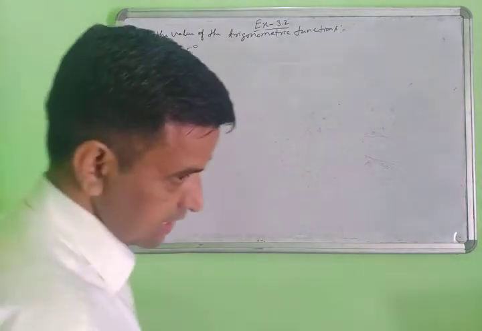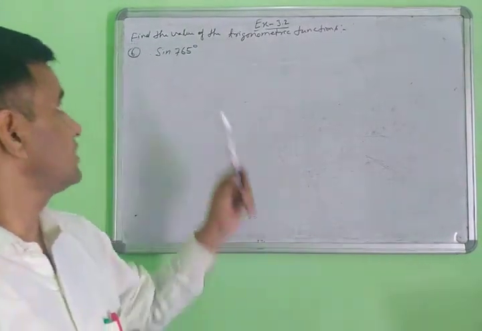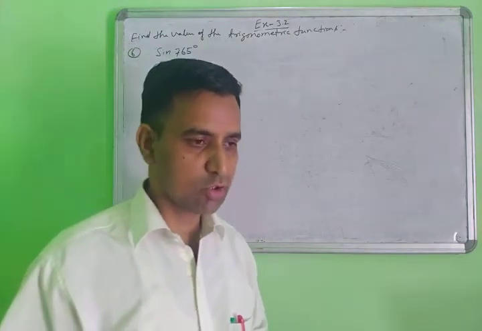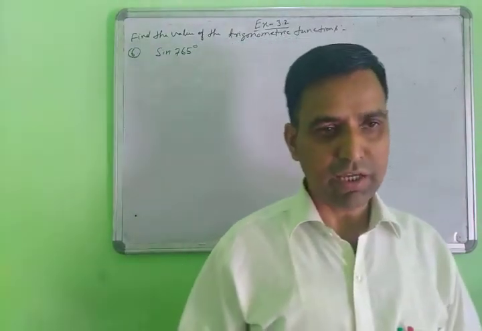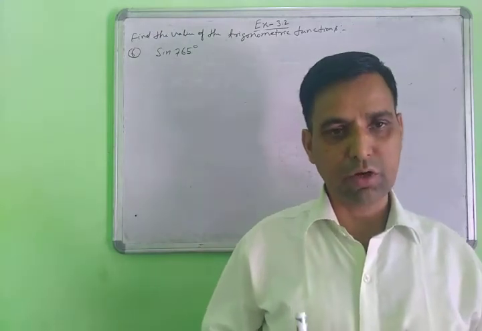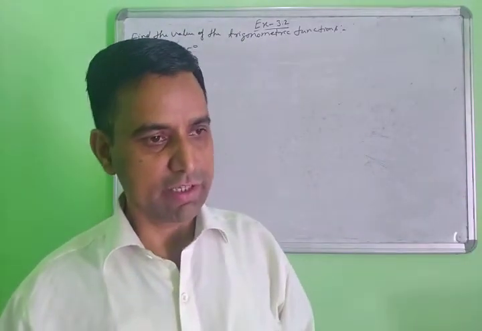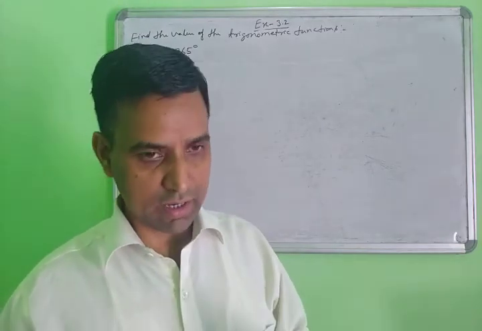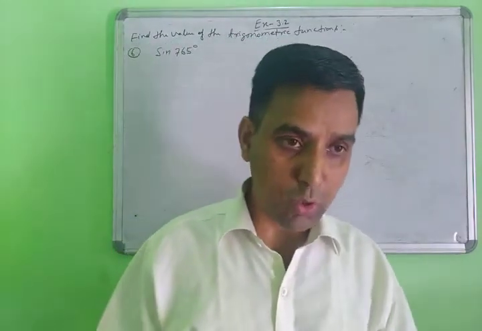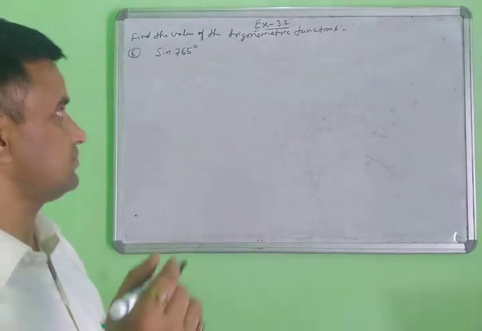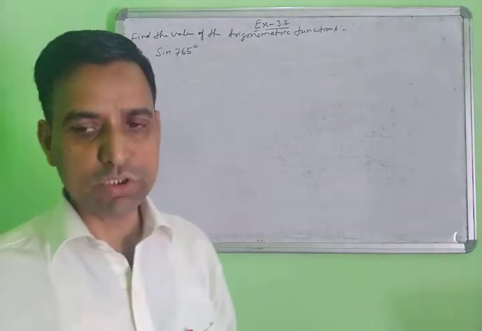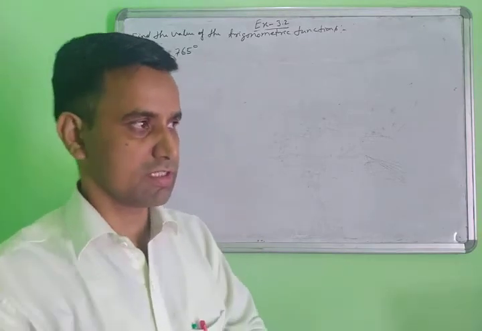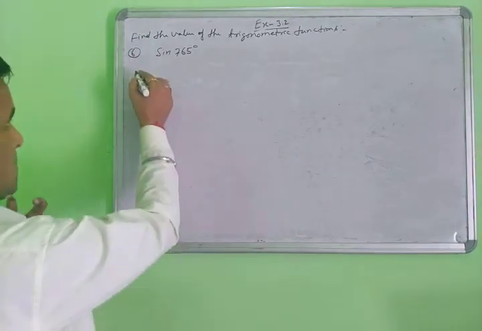Yes students, next question I am taking question number 6. Find the value of the trigonometrical function. Suppose any trigonometrical ratio is given, sin 500 or cos 900 or tan 1000, any degree of the angle. Then how to solve this type of question? Now look here. This will be negative and positive both, negative also, positive also. Then how to solve this type of question? Now look here. Solution.